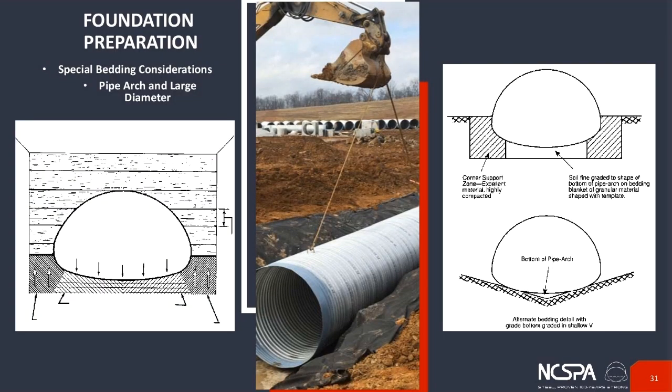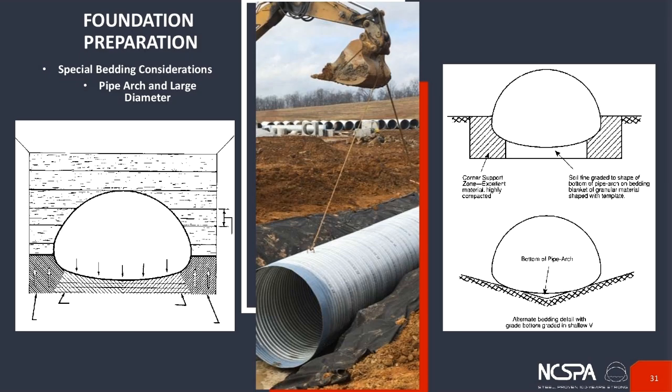Moving on, let's talk about pipe arch and large diameter foundations. We kind of group these together because the bottoms of these structures are fairly flat, so you can kind of talk about them in the same conversation. But in these situations, the bedding should be shaped to the approximate contour of the bottom portion of the pipe. Alternately, the bedding could be graded into a V shape. Shaping this bedding affords a more uniform support to the flat bottom of these types of structures.